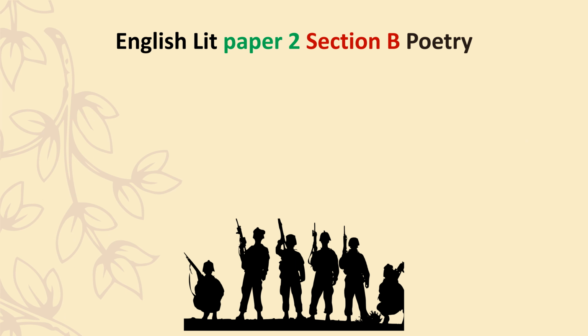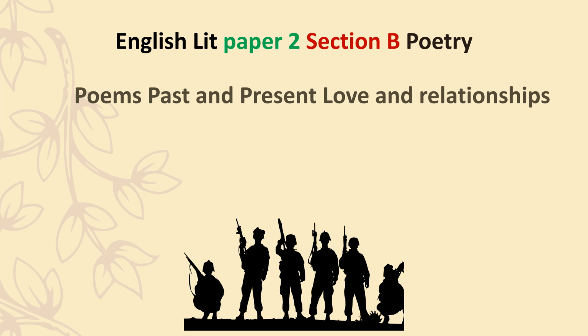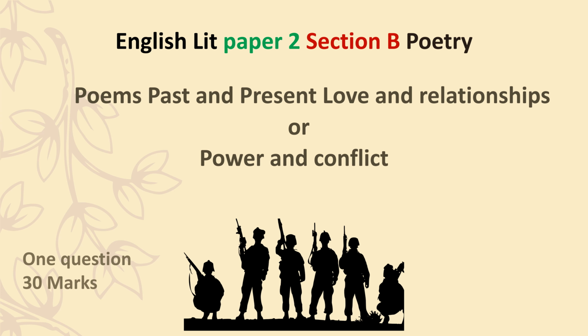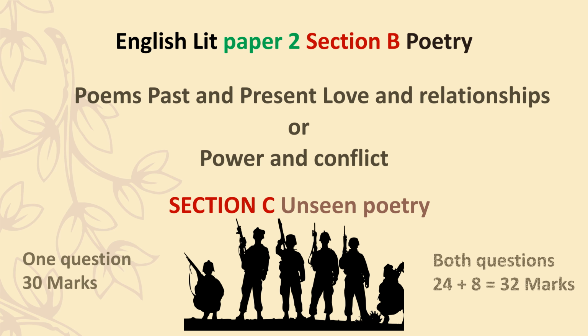So section B, poetry, poems past and present, love and relationships, or power and conflict. One question, 30 marks. And in section C, your unseen poetry, answer both questions for 32 marks.